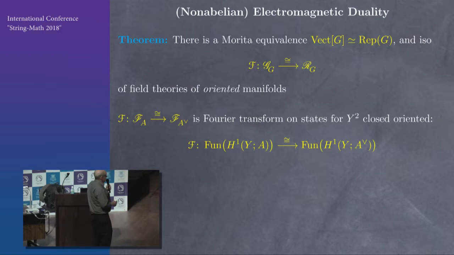So if we do that in the abelian case, we could look at the space of states on a closed two-manifold. So on the one hand, it's functions on A bundles. On the other hand, it's functions on A check bundles. And in fact, these two groups, these cohomology groups, are themselves Pontryagin dual. That uses the orientation of Y. And the map between them is just the Fourier transform, which is an isomorphism of functions from an abelian group to its Pontryagin dual. So in the abelian case, this is Fourier transform.